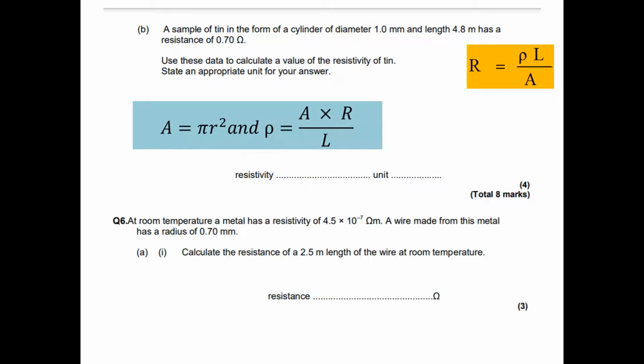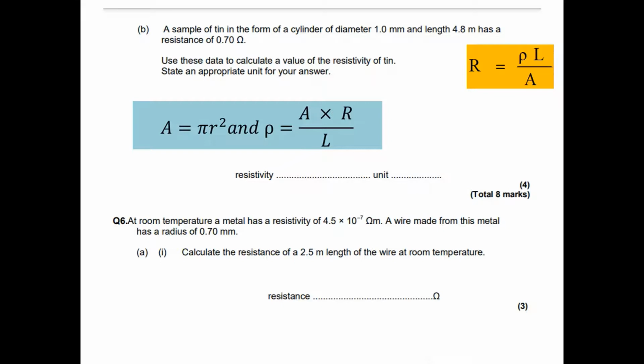Right, and next part of the question. A sample of tin in the form of a cylinder of diameter 1 millimeter and length 4.8 meters has a resistance of 0.70 ohms. Use these data to calculate a value for the resistivity of tin. So I've given you the equations for the area, and I've rearranged it for you because R is equal to rho L divided by A, rearranging to get rho is equal to A times R over L. So have a go at this question. You should be able to work it out now.